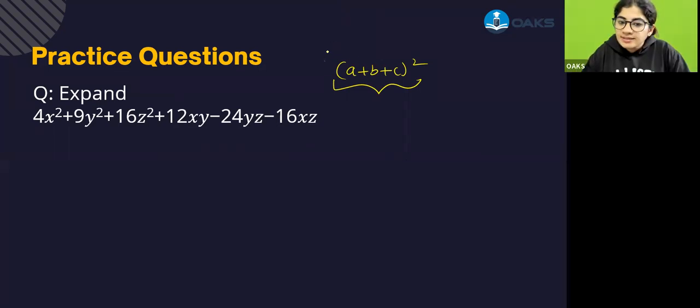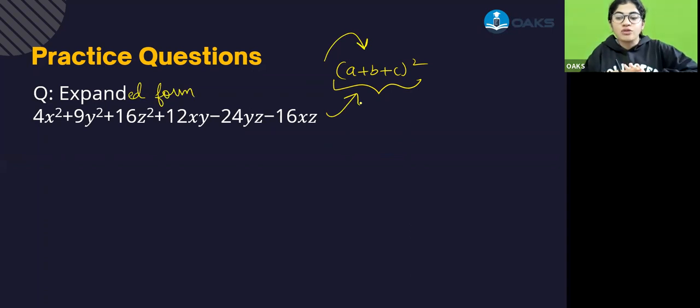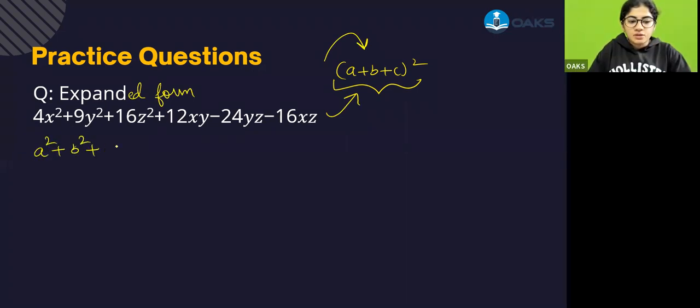You need to write this in the a plus b plus c whole square format, okay? This is already the expanded form given to you. You need to write this in this format. Try to identify A, B, and C for the identity. Try to compare this with the identity, that is A square plus B square plus C square plus 2AB plus 2BC plus 2CA is equal to this. Try to compare.